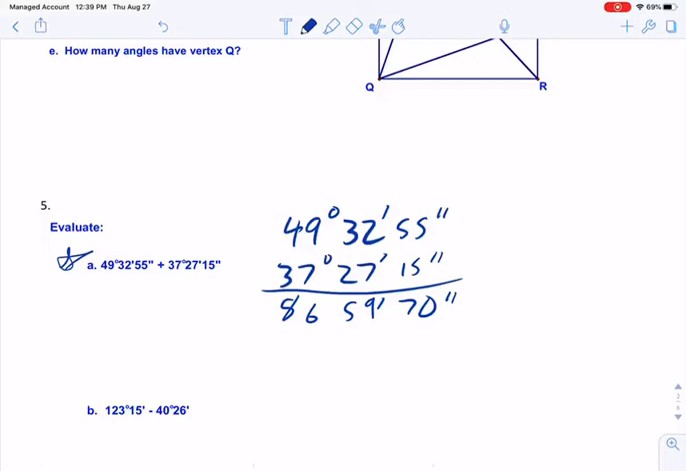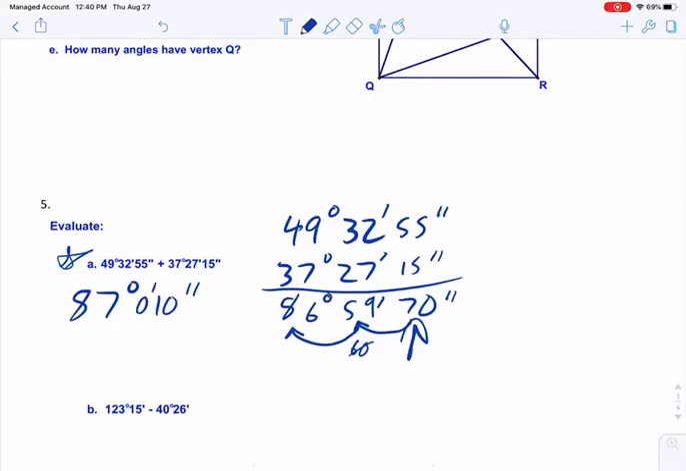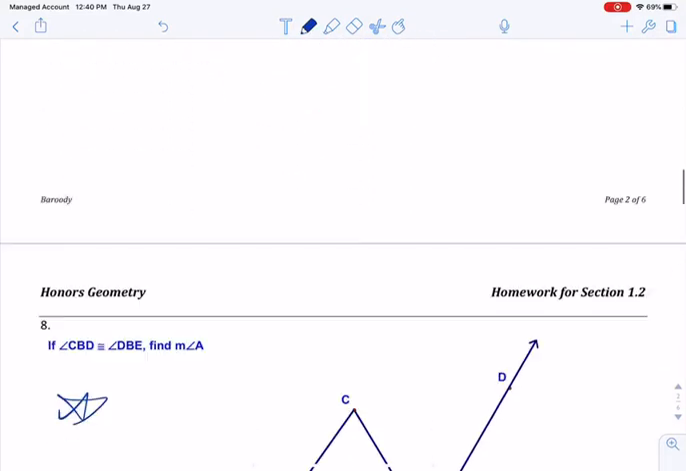Okay, so there's something interesting that happens when I add these together. This is bigger than 60, which means I have enough seconds to make one more minute. So I can take 60 of those seconds and add one more minute, which would now give me 60 minutes, which is enough to make one more degree. So that's 87 degrees, 10 seconds, and then we had no minutes in the middle. I'll do a subtraction one later.